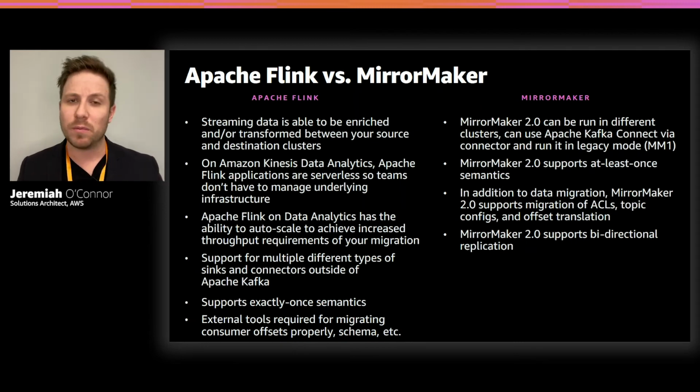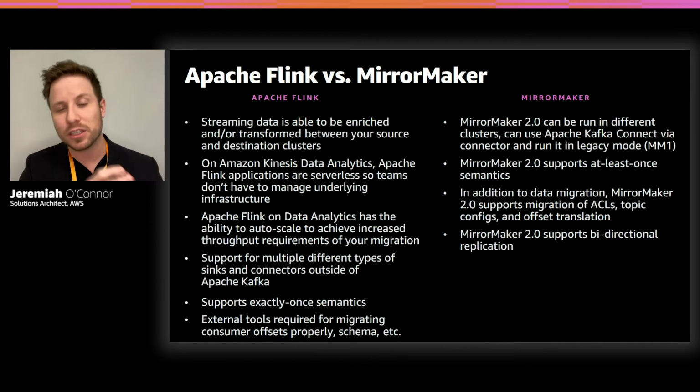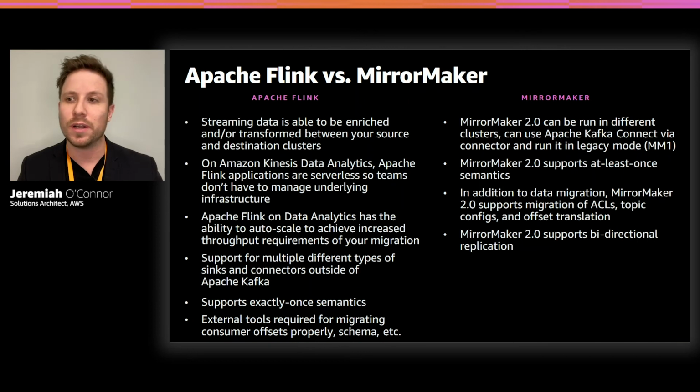Now, MirrorMaker can be run in a multitude of different methods, as Priya mentioned in the previous slides. It supports at-least-once semantics. In addition to data migration, I should say, it allows you to do migration of ACLs and topic configs. It's really the full solution in terms of mirroring data between two Kafka clusters, especially if you need to migrate producers and consumers over. MirrorMaker 2 also does support bidirectional replication. So if that is a requirement, like I showed in the reference architecture for your high availability scenario, you can leverage that as well, whereas Apache Flink is only one-way replication.